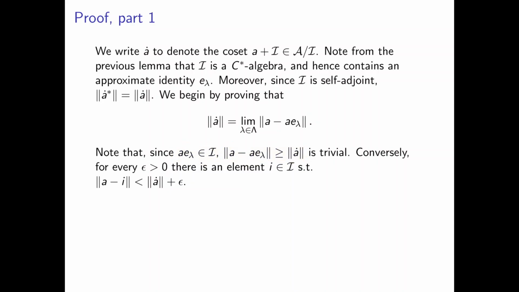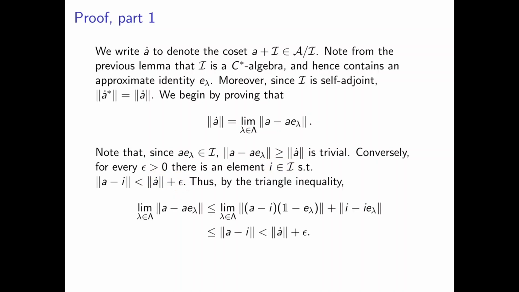Now conversely, for every epsilon greater than 0, there must be an element I inside of the ideal such that A minus I has norm less than the norm of A dot plus this epsilon. And now we simply do some calculations. So from the triangle inequality, we get the following results here. So when we take the limit here of A minus A times E sub lambda, we get by the triangle inequality the following. And let me just explain what happens here.